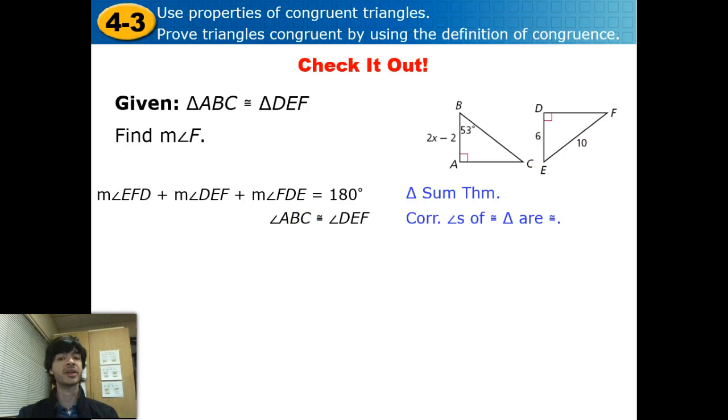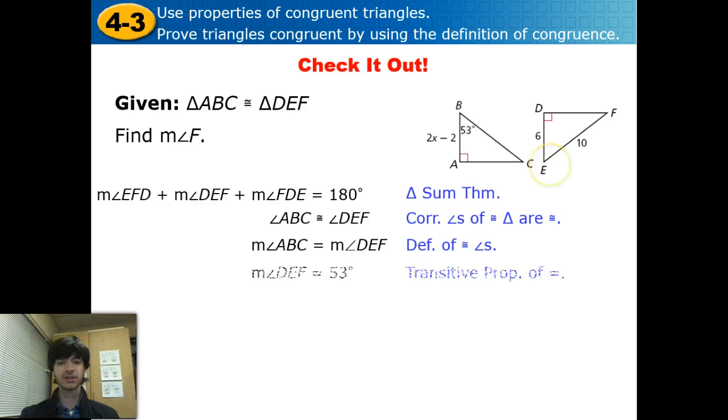And that is corresponding angles of congruent triangles are congruent. Okay, so this time we're naming our corresponding angles. That's the difference. Now, again, we can use the definition of congruent angles to set them equal to each other. The measure of angle ABC is equal to the measure of DEF. And we also know what the measure of angle ABC is. It's 53. So by using the transitive property of equality, we just replace, or we can say that the measure of DEF is equal to 53.